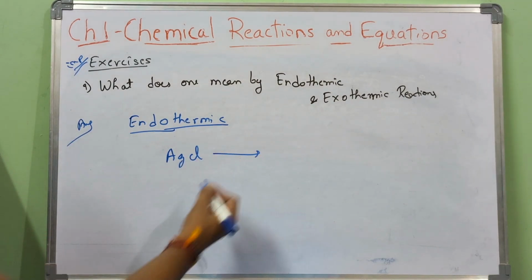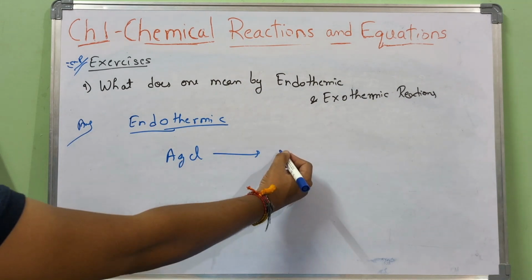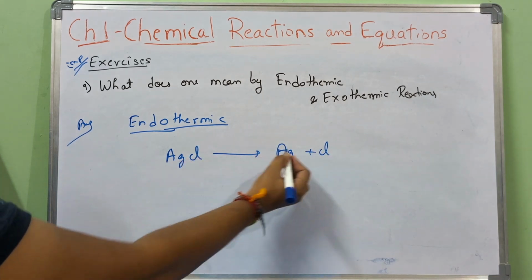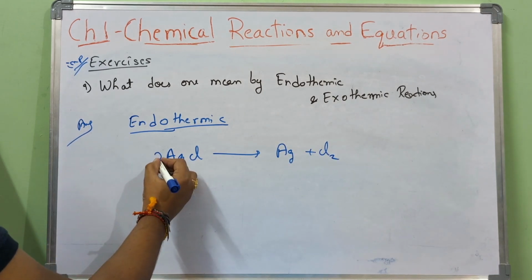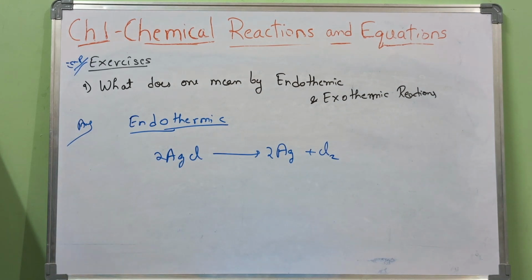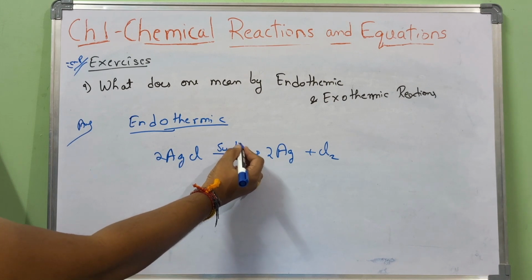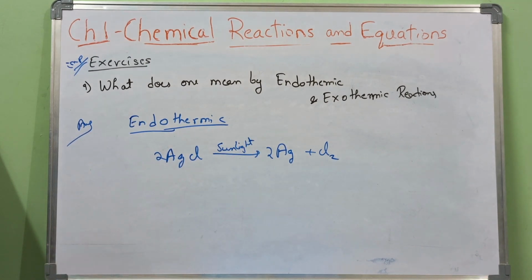If you supply sunlight to it, it will break down into silver and chlorine. So how is this happening? If you supply energy to it in the form of sunlight. We have a total of 3 types of endothermic reactions. Those we will cover later, but just for an example, you can refer to this one, which is AgCl getting converted to Ag plus Cl2. So what is happening if we supply sunlight to silver chloride, then it will form silver and chlorine as separate products.